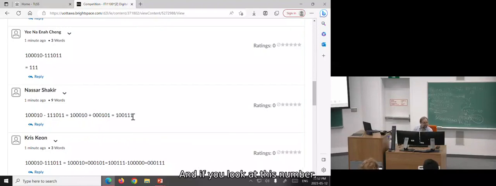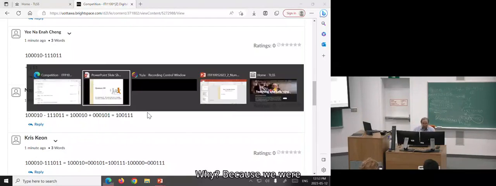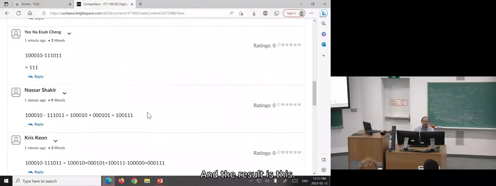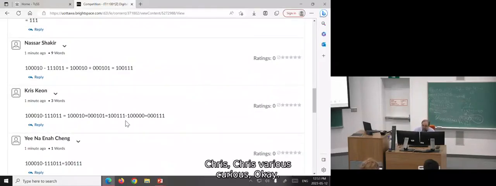And if you look at this number, 1, 0, 0, 1, 1, 1, this is a negative number. Why? Because we were subtracting 34 minus 59. So it should be negative. And the result is this. So Nasser is correct.